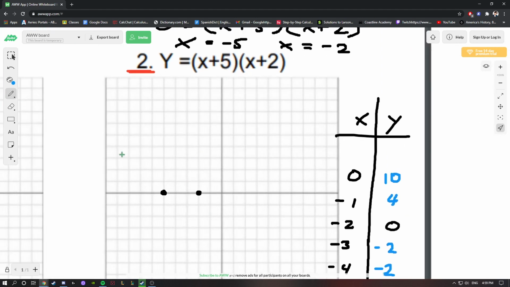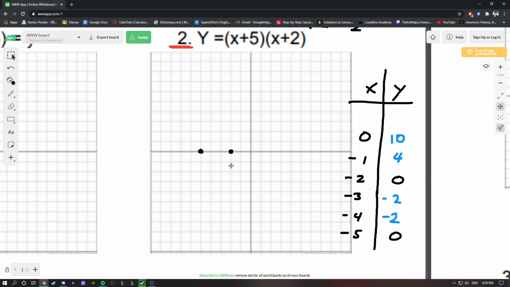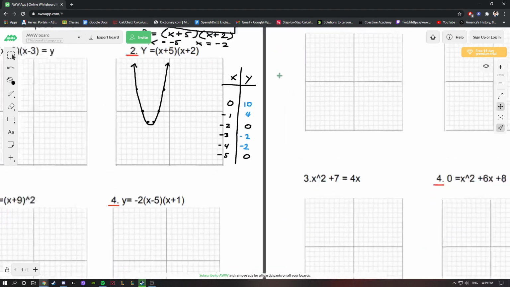So if we plot those points on our graph, we have negative 3 comma negative 2 and negative 4 comma negative 2 and negative 1 comma 4. 1, 2, 3, 4 right here. And quadratic functions that look like this are mirrored. So when we have our points like this, we could draw our curve. This isn't going to be the most perfect curve, but hopefully you get the idea. So that's what our graph of number 2 will look like.